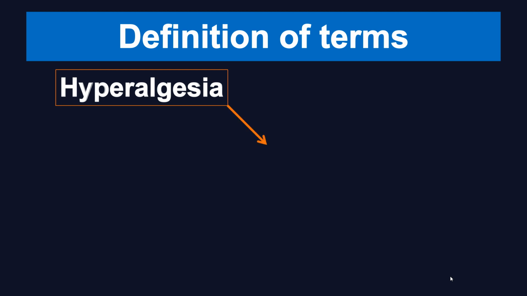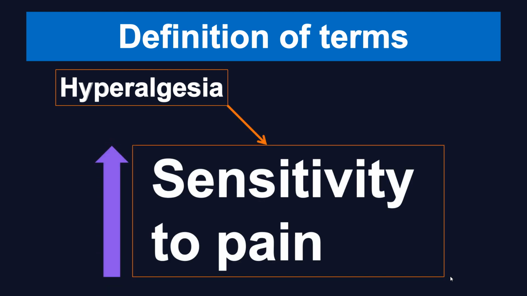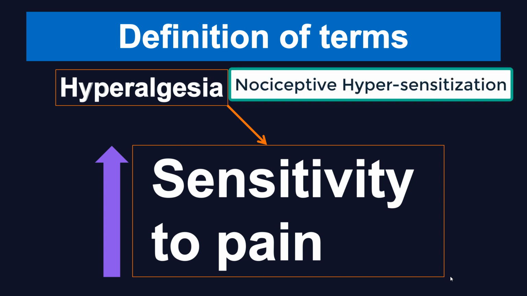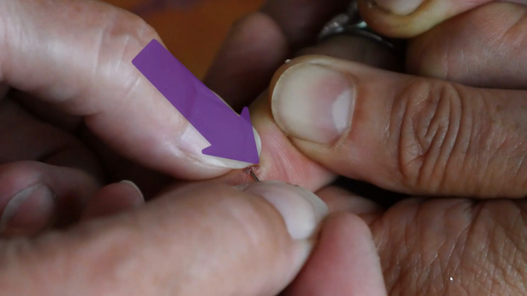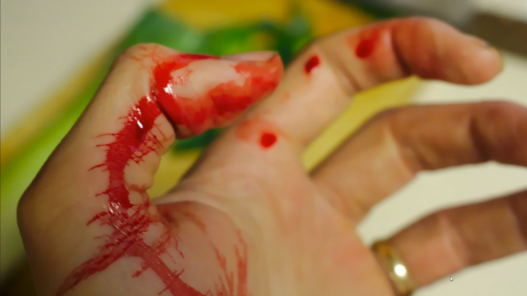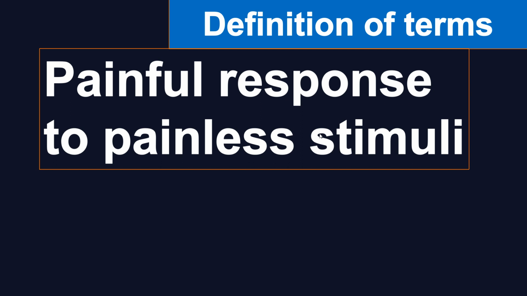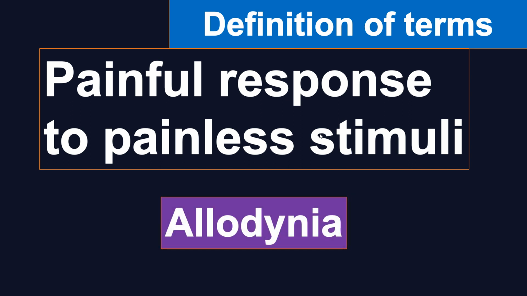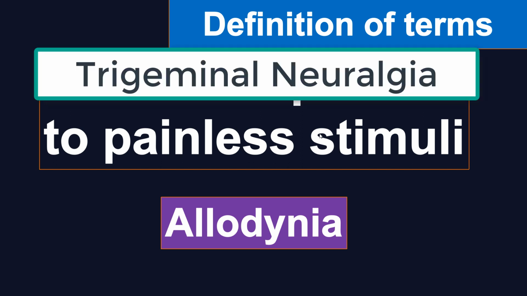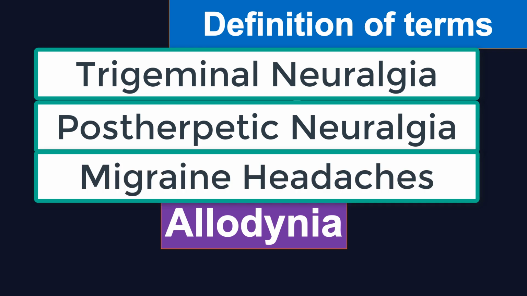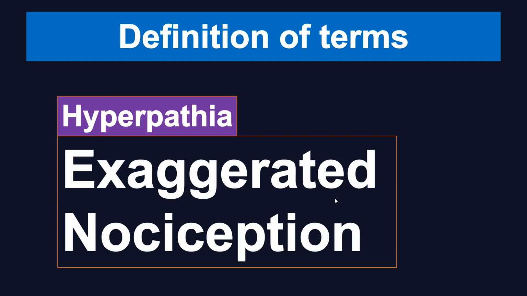Hyperalgesia is when there is increased sensitivity to pain. That is to say, it is a state of nociceptive hypersensitization. So for instance, a minor insult like a needle prick on the finger becomes as though your whole finger was scratched and feels 10 times worse. Hyperalgesia can be a symptom of BMS. Flipping things around, when there is pain response to an innocuous stimuli, we refer to this as allodynia. Allodynia can also be a BMS feature, but may also be seen in conditions like trigeminal neuralgia, postherpetic neuralgia, and migraine.